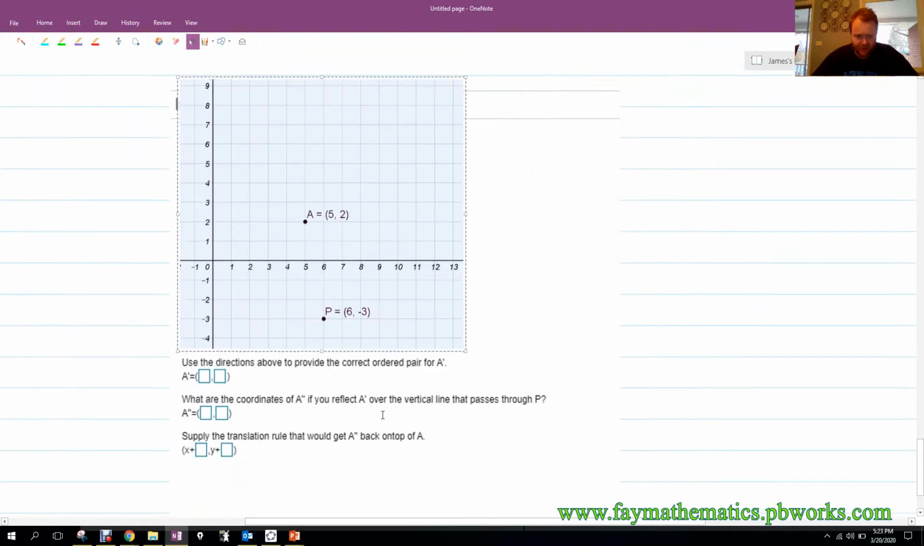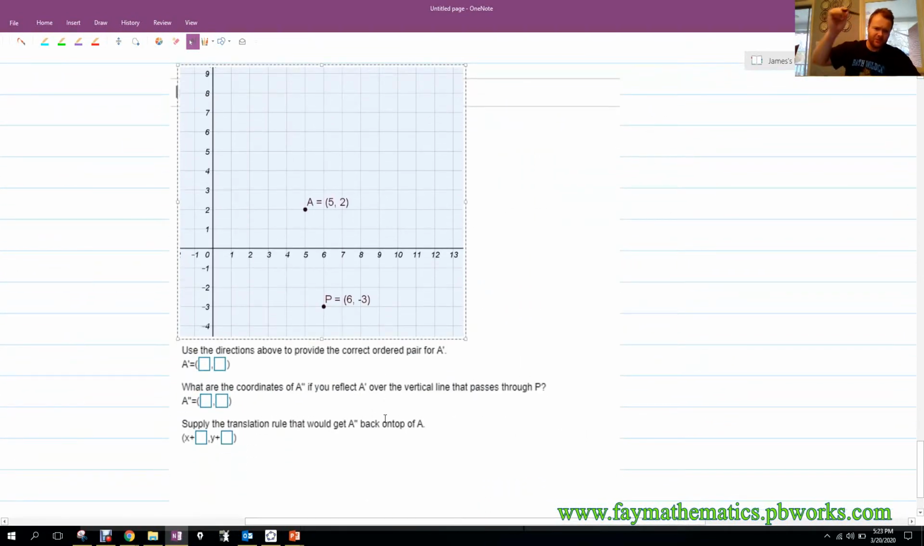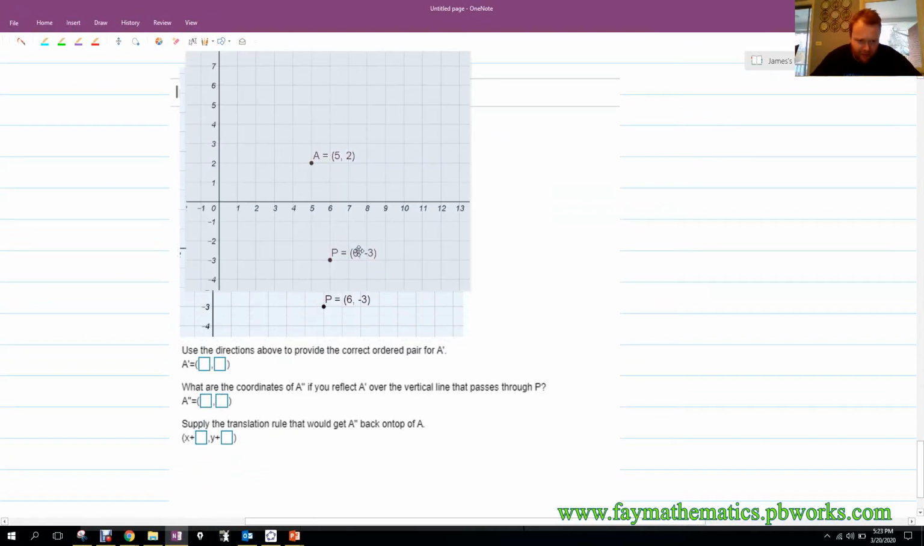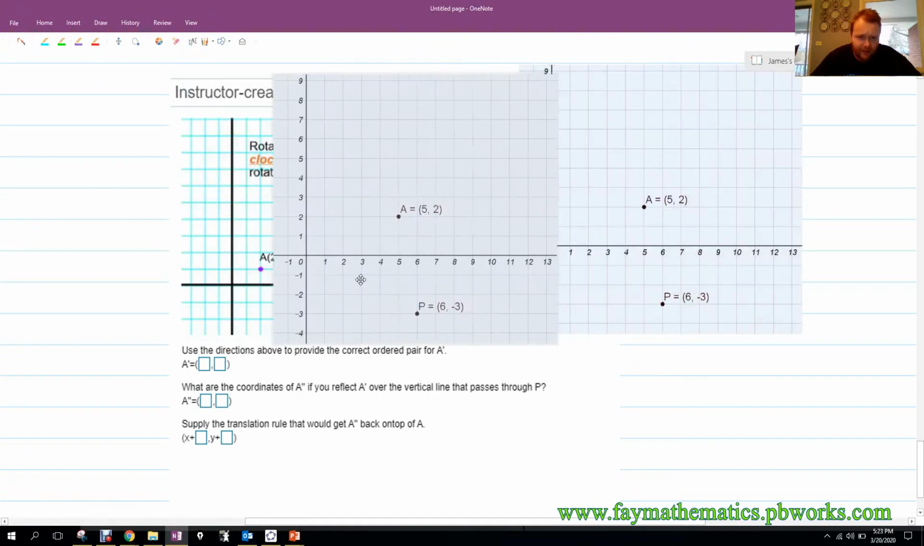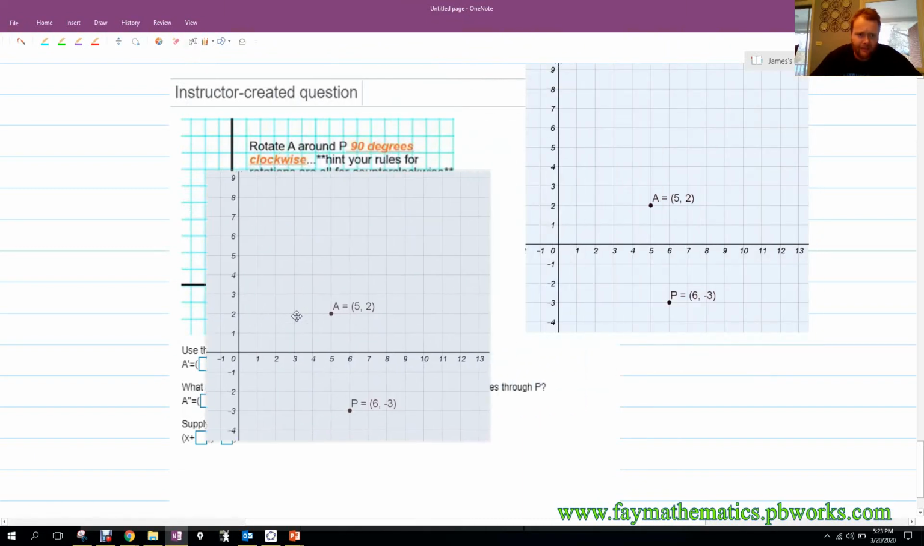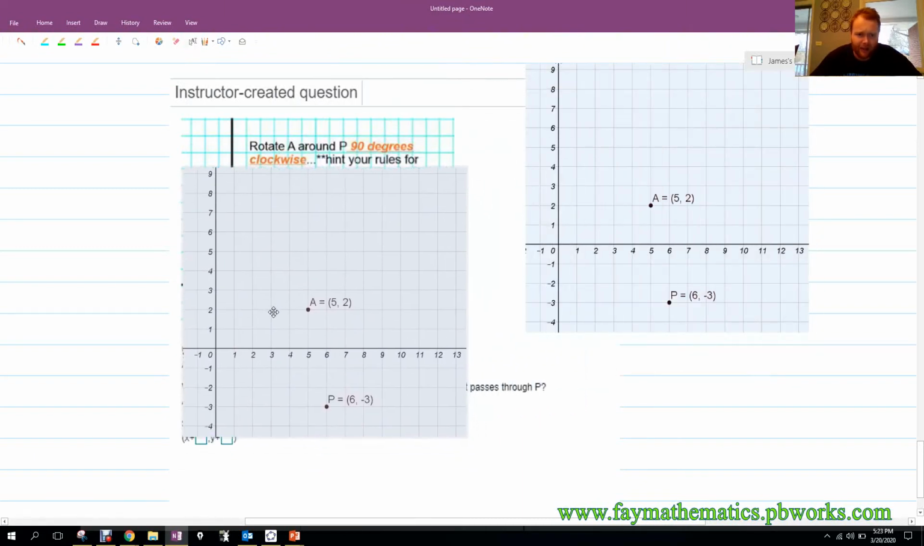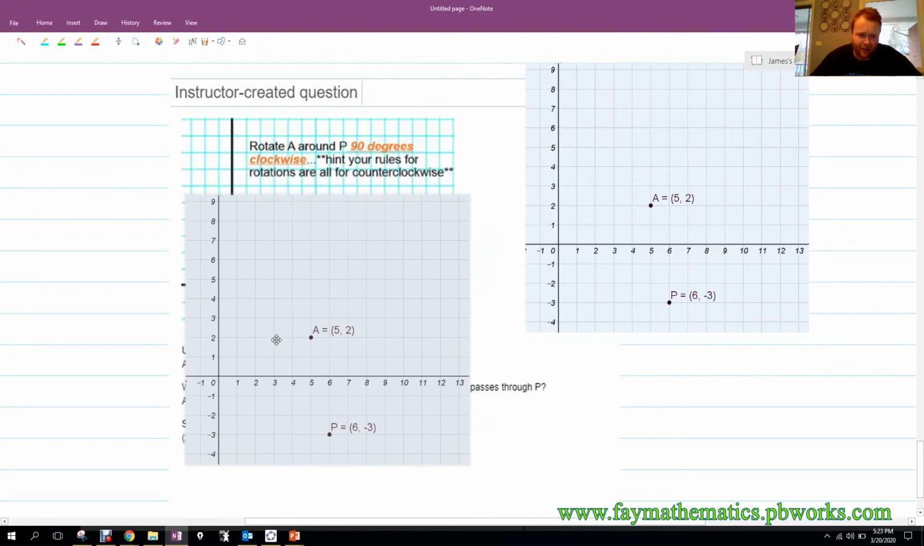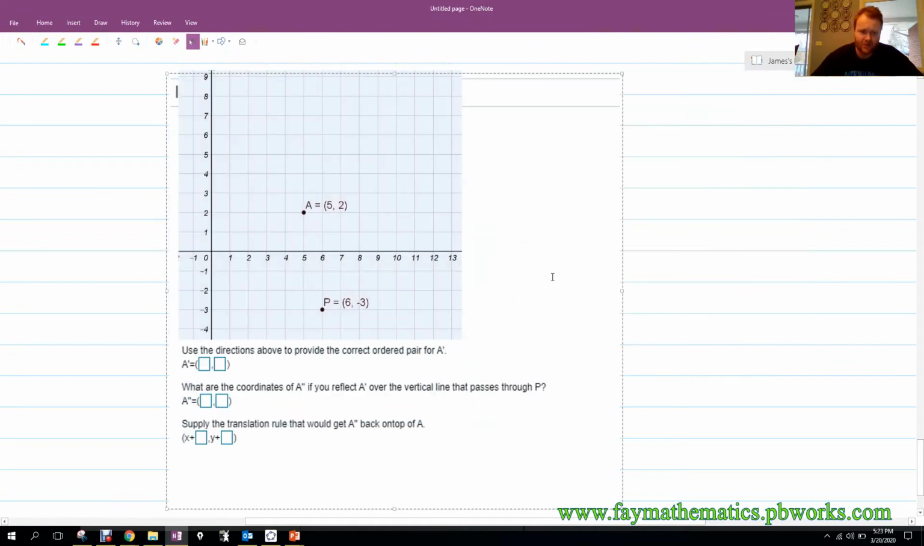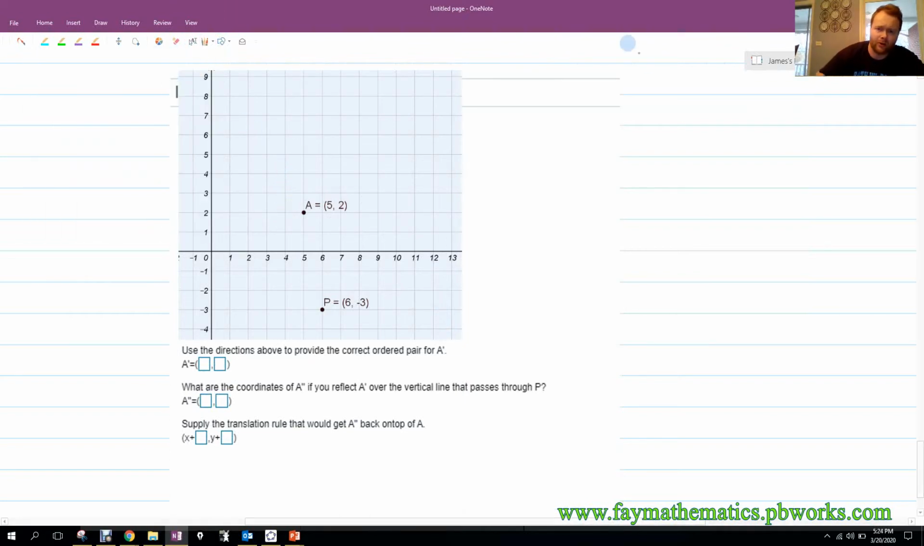So now let's get to this one here. It says use directions above to provide the correct ordered pair for A prime. It says rotate A around P 90 degrees clockwise. Well, if you go through all our rules, none of them talk about 90 degrees clockwise. All of our rules are counterclockwise rules.